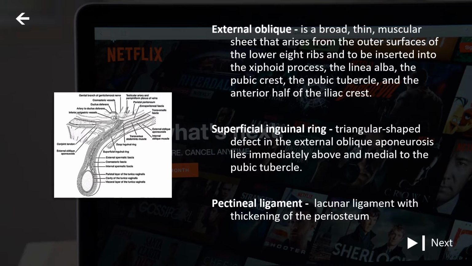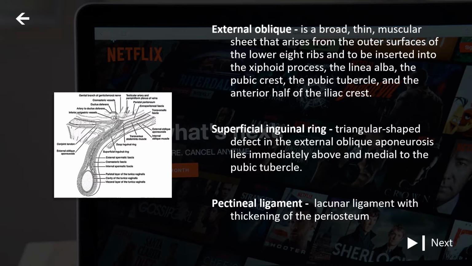There is a triangular shaped defect in the external oblique aponeurosis that lies immediately above and medial to the pubic tubercle, and it is called the superficial inguinal ring. To add, it is the spermatic cord that passes through this opening and carries the external spermatic fascia from the margins of the ring. Between the anterior superior iliac spine and the pubic tubercle, the lower border of the aponeurosis is folded backward on itself, forming the inguinal ligament.